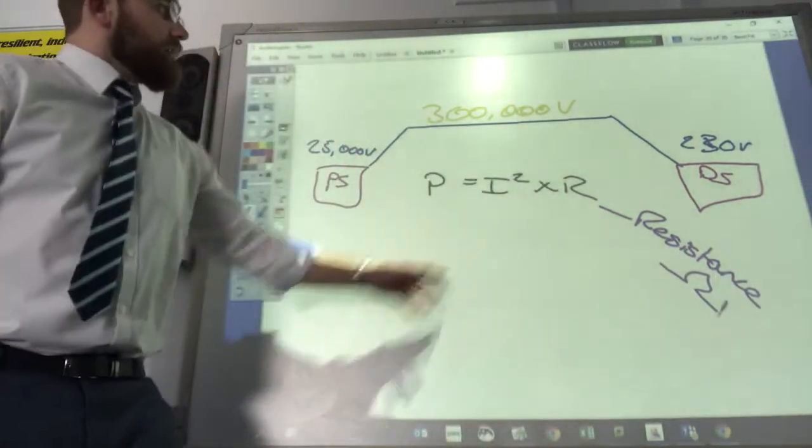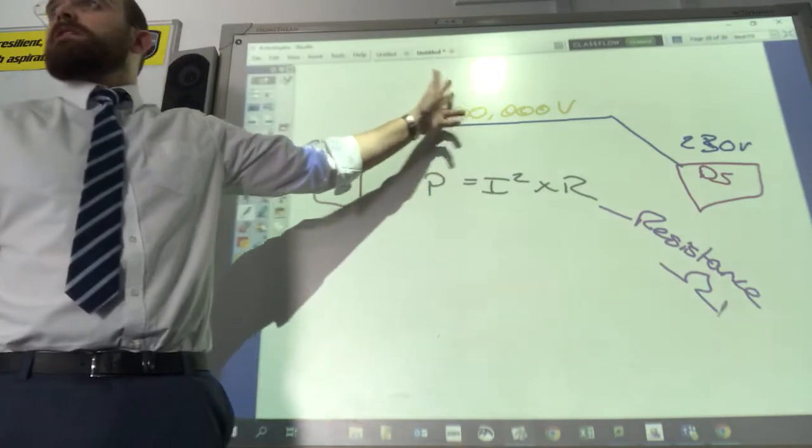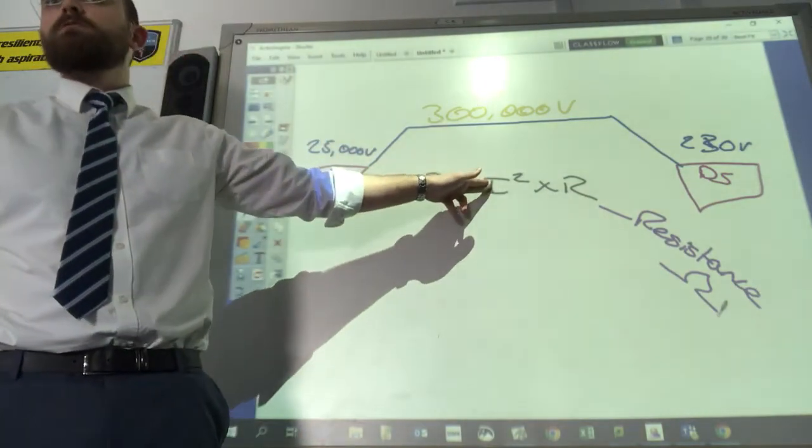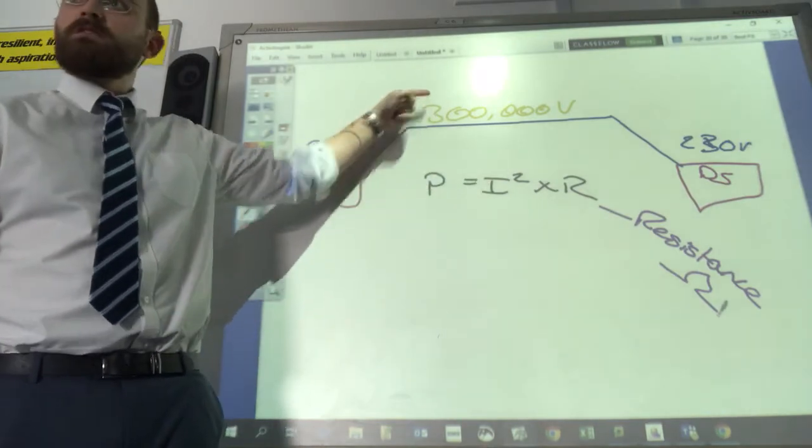I've got low resistance wires because they're really thick. They're made of high-grade metal. They're really thick. But I want my current to be low. This is what transformers do. Transformers increase voltage but decrease current.